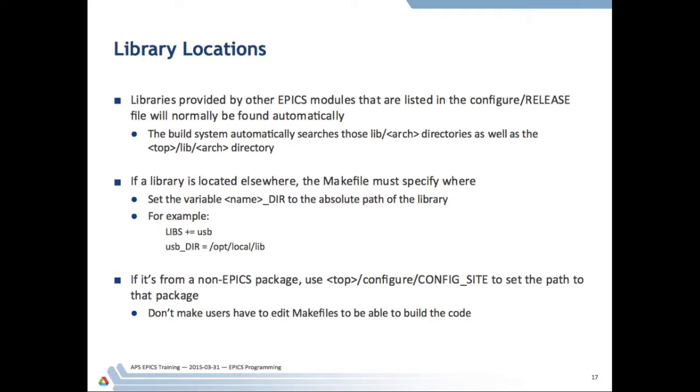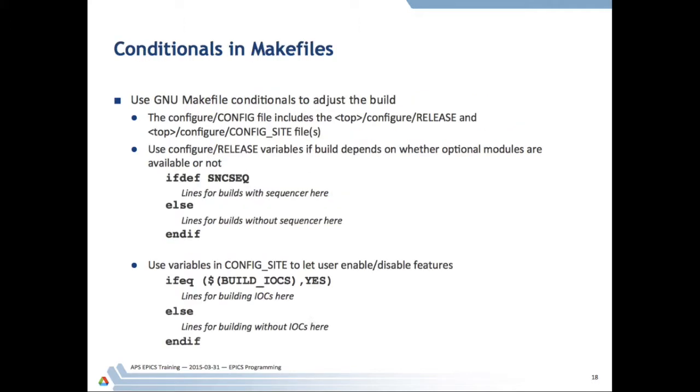So normally you would actually use a variable in here, and you would set that variable in the config site file, so that they only need to edit the release file and the config site file, and then your makefile will basically use that variable in setting this dir variable, which tells it how to find the particular library. So don't make the users you give your code to have to edit your makefiles to be able to build your code. That's not friendly. That's pretty much the main point of the build system.